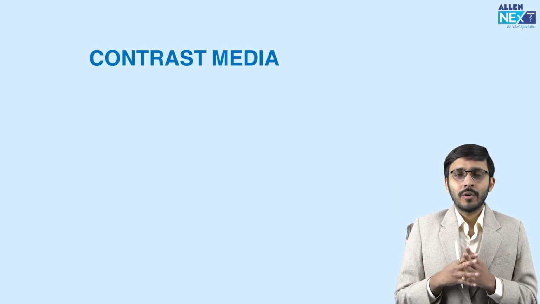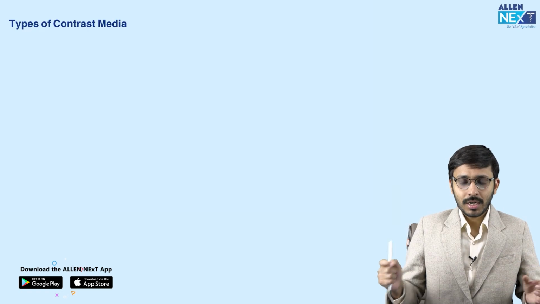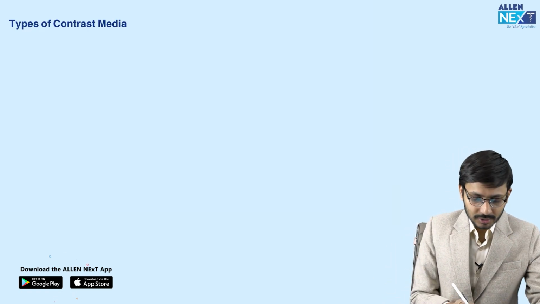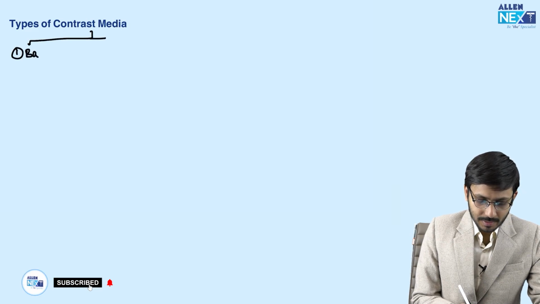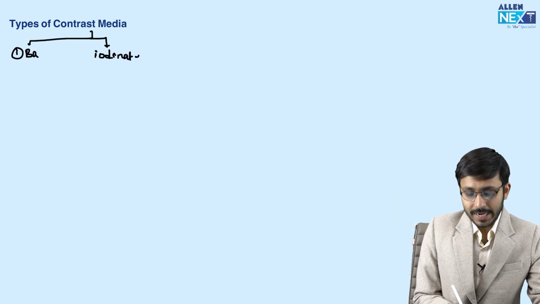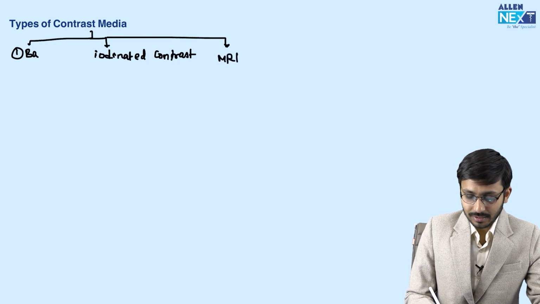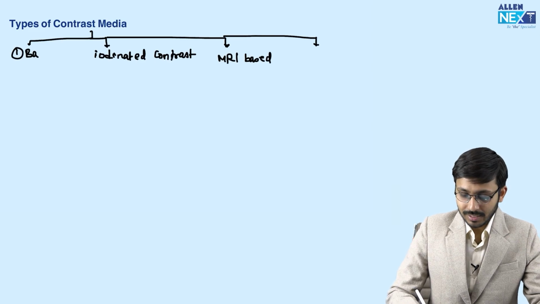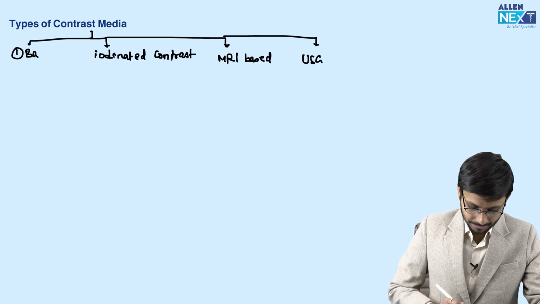We'll be starting with the topic of contrast media that are used in radiology. So what are the types of contrast media? There are broadly 4 types of contrast media that we use. Number 1 is barium. Number 2 is iodinated contrast media, iodinated contrast. Number 3 is MRI based contrast, and number 4 is ultrasound contrast agents used in ultrasounds.